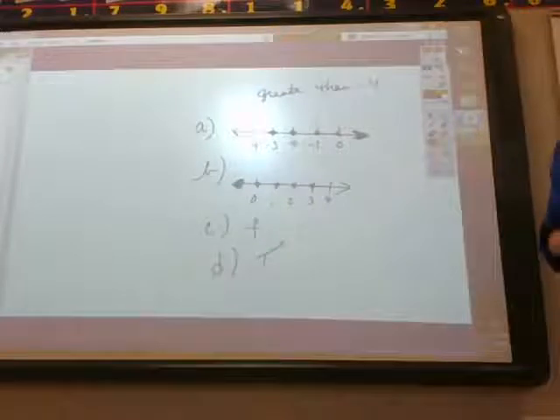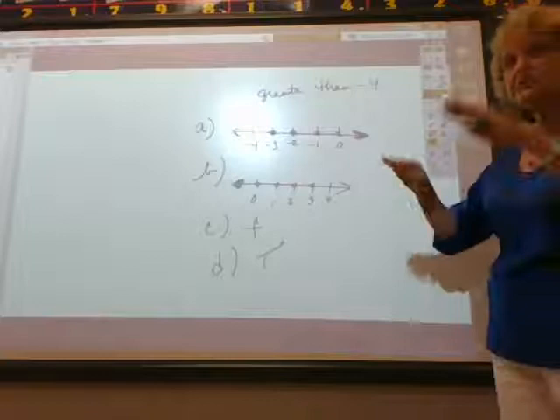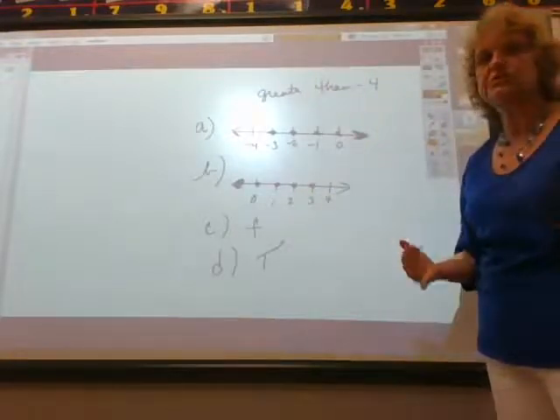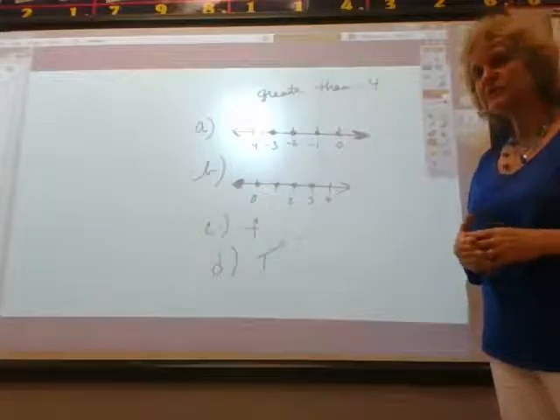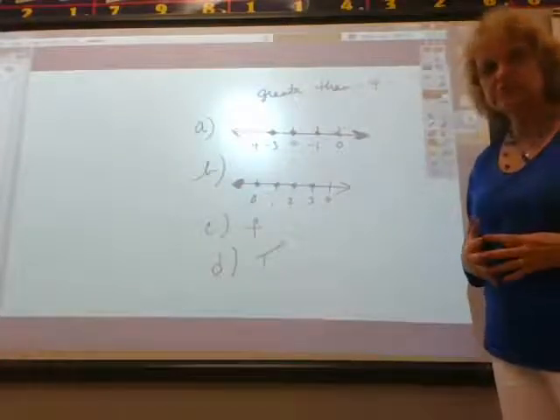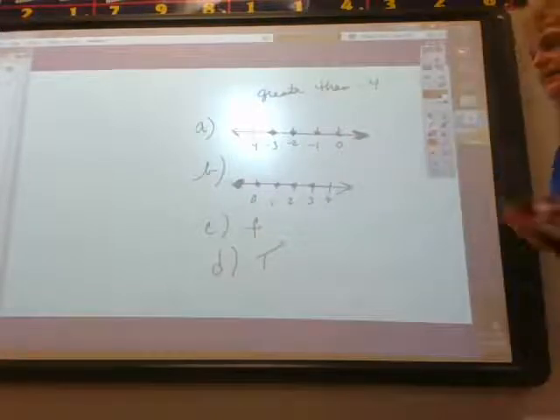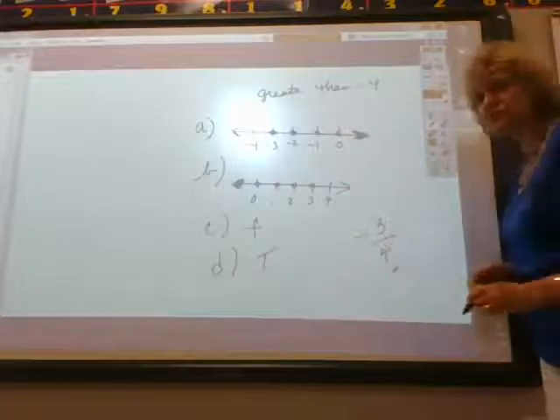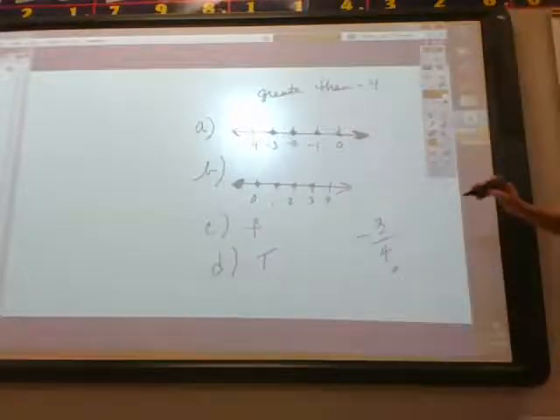And for D, every integer is a rational. Yes, every integer fits under the definition or the umbrella of rational. The rational numbers are quotients or ratios of integers, right? So any time you can make a ratio or a fraction of integers, that's considered rational, right?